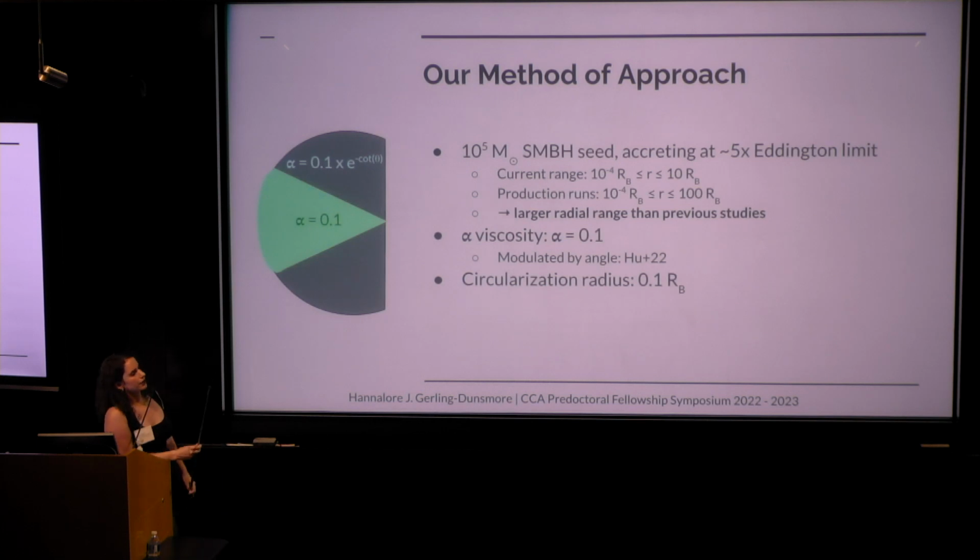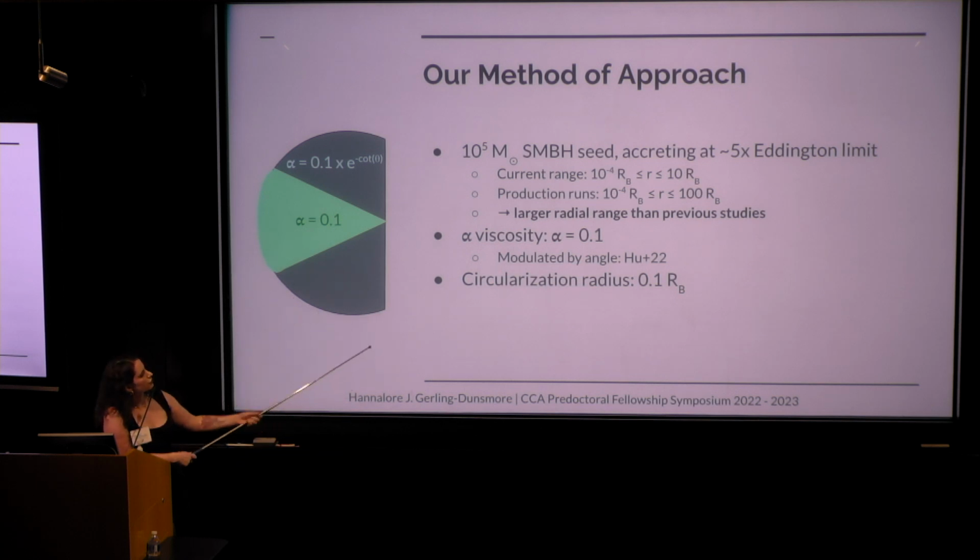So here we go. This is the picture of what we're simulating, which is a 10 to the 5 solar mass supermassive black hole seed. It doesn't get to be a supermassive black hole until it's 10 to the 6. And it's accreting a few times the Eddington limit, about 5 times the Eddington limit. We are currently resolving 10 to the -4 Bondi radii up to 10 Bondi radii. And this is really exciting because this is a larger radial range than previous studies, enabled by Yanfei's excellent implicit radiation implementation.